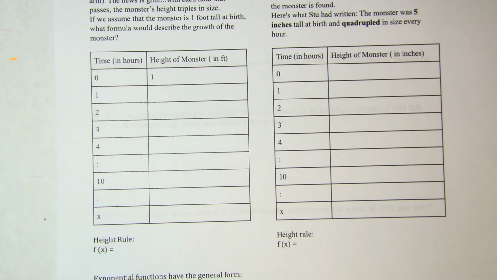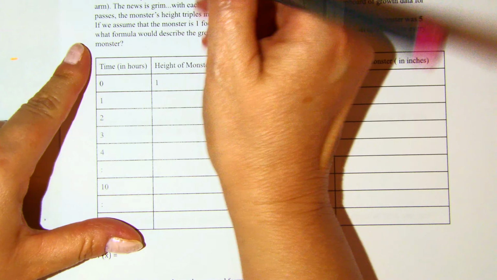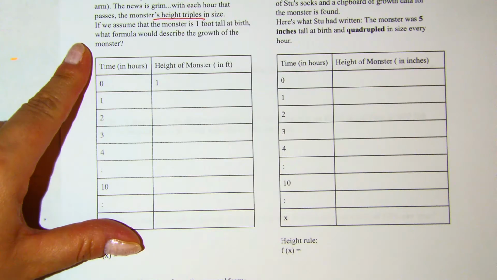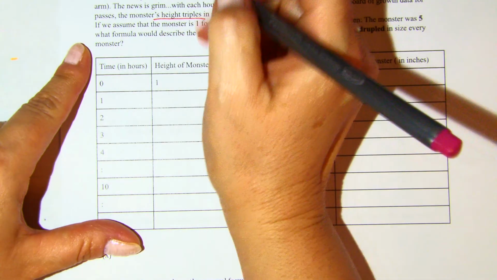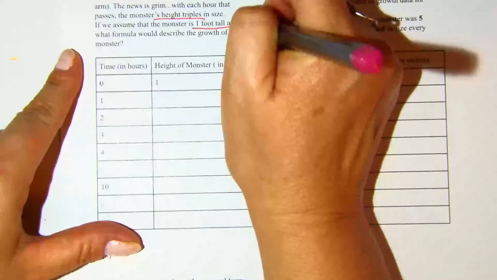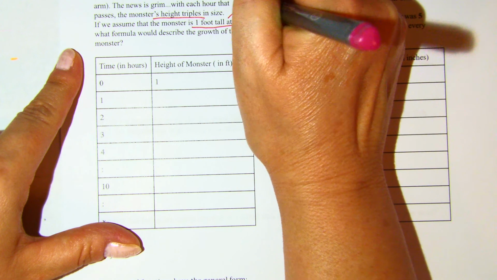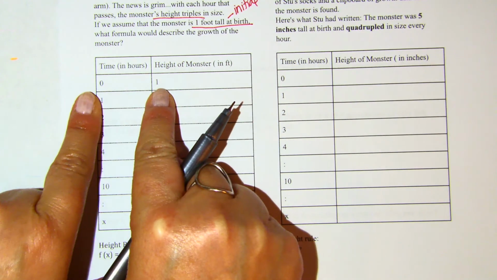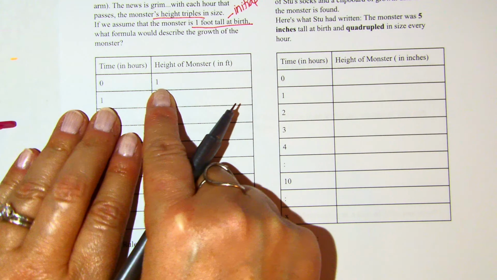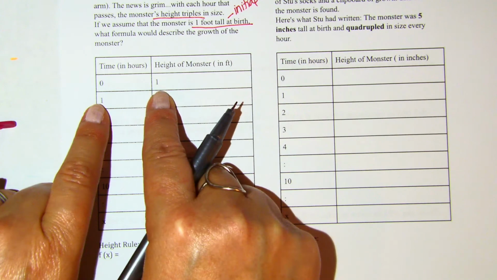All right, hopefully you paused this and read it. It tells you that the monster's height triples in size. And it says you assume that he's 1 foot at birth. So this is your initial. So it's how much you start with. So at time 0, you start with 1. That's the initial. Okay?